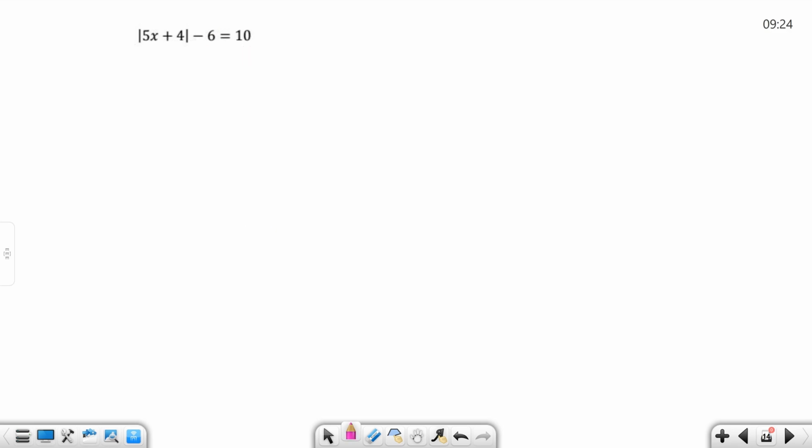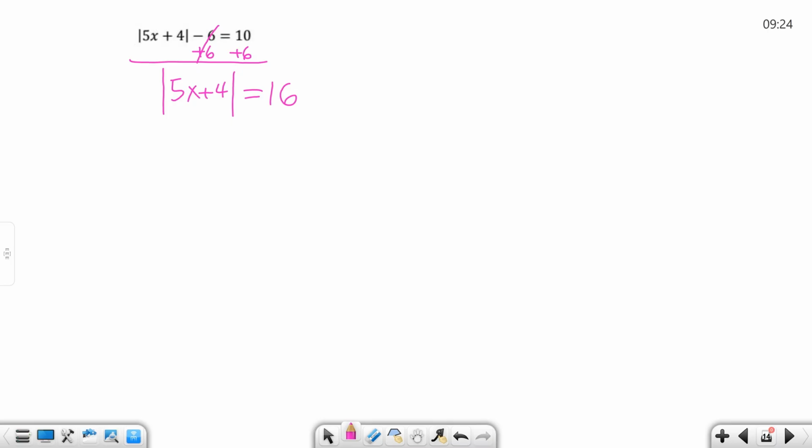So let's see what we have next here. Absolute value of 5x plus 4 minus 6 equals 10. So again, we have something on the side with the absolute value, so we need to take and move this over. How do we move that over? We're going to add it to both sides. So 5x plus 4 in absolute value equals what? 16. Now absolute value equals a positive number, so I have what?